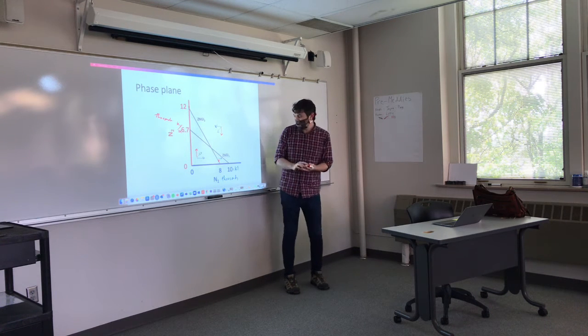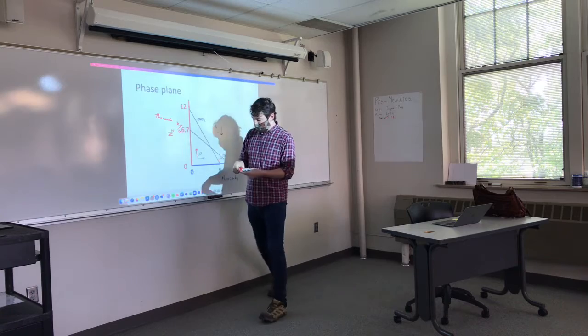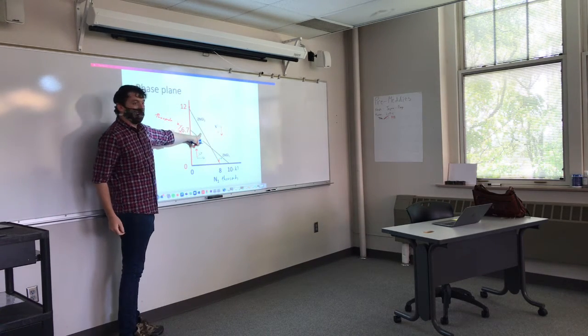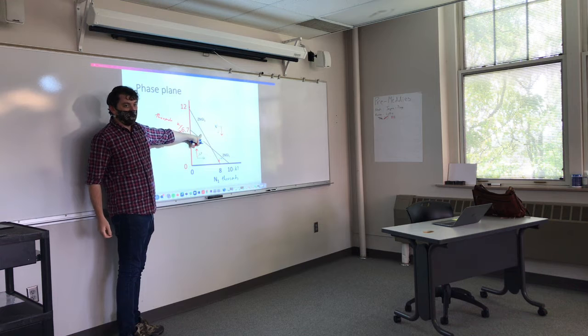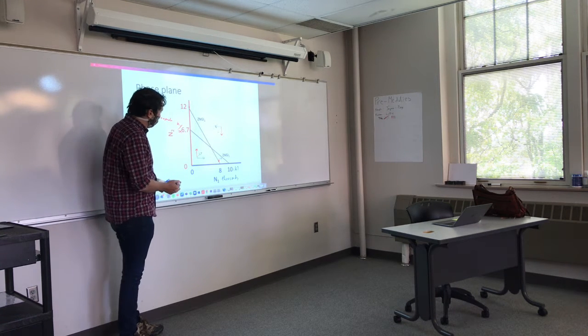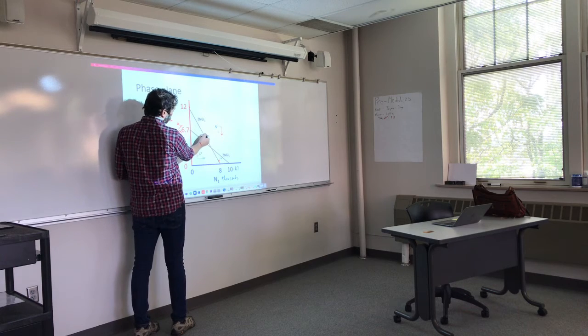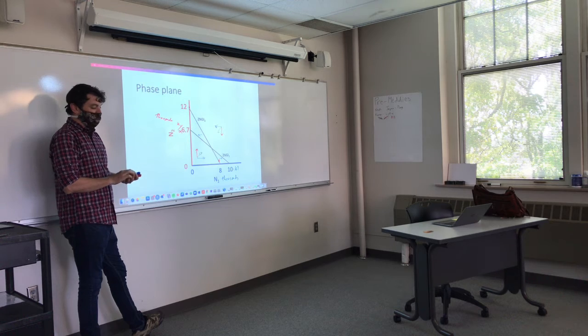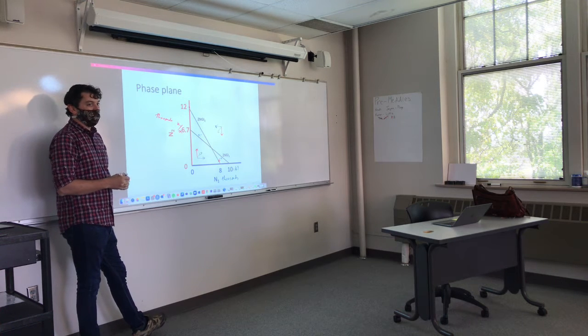What about up in this region? What's going to happen to species 1? The blue one. Yeah, it's got to go towards the line, right? And species 2, which way do you go to get towards the isocline? Up.